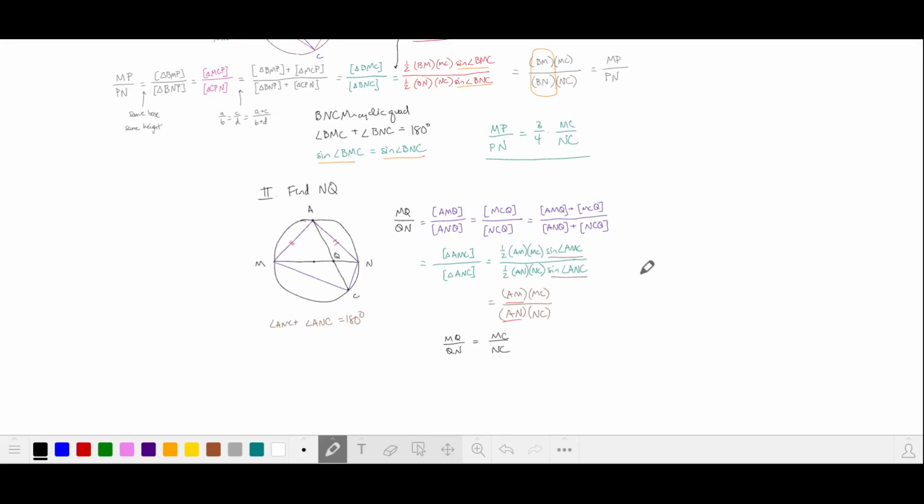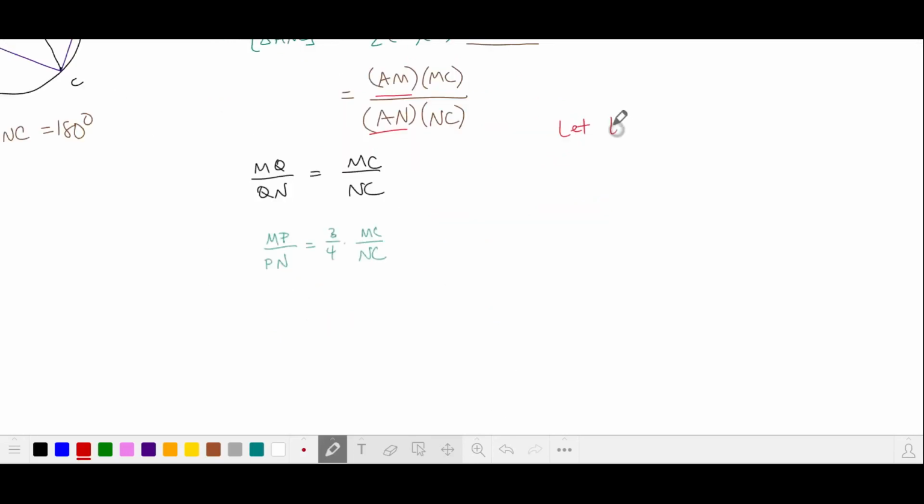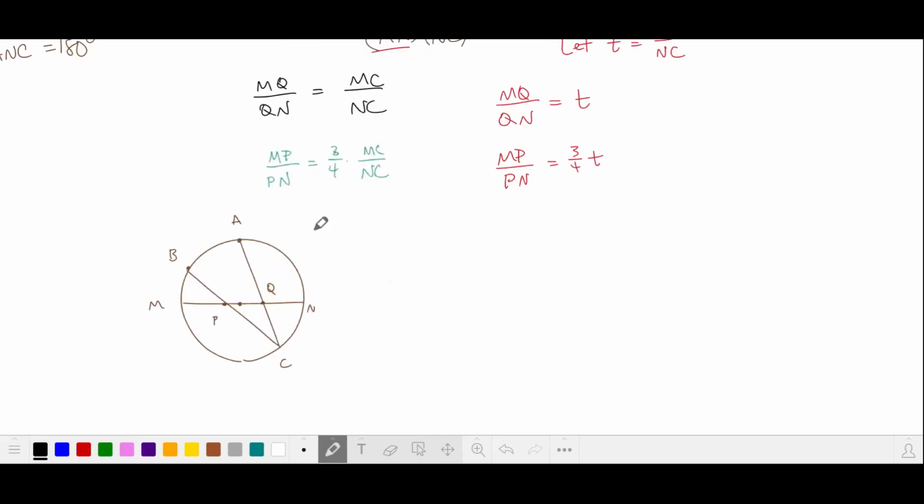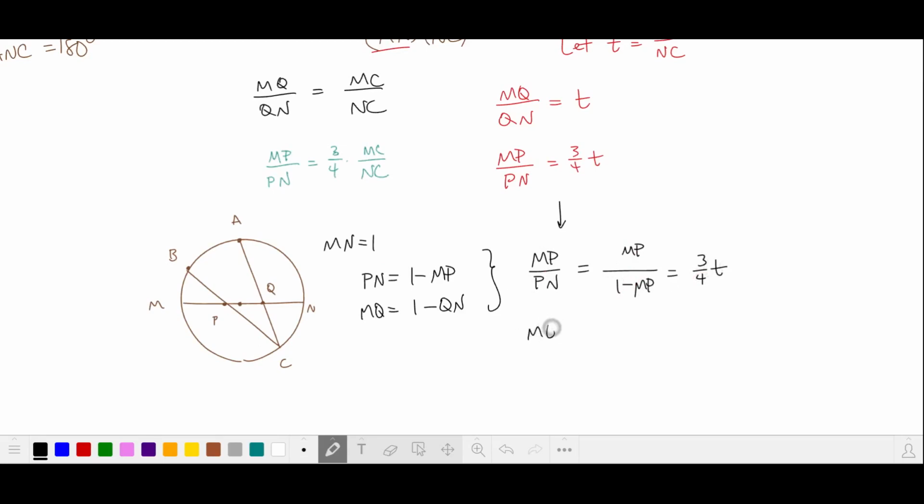Let's bring back this equation that we got from part 1. First, let's let T be MC over NC. So MQ over QN is T, and MP over PN is 3/4 of T. Let's bring back that circle and recall that our diameter MN is 1. We can get rid of some of these variables by noting that PN is 1 minus MP and MQ is 1 minus QN. So MP over PN, we'll replace that with MP over 1 minus MP, and this is equal to 3/4 T. And our other fraction, MQ over QN, we'll replace this with 1 minus QN over QN, and this is equal to T.